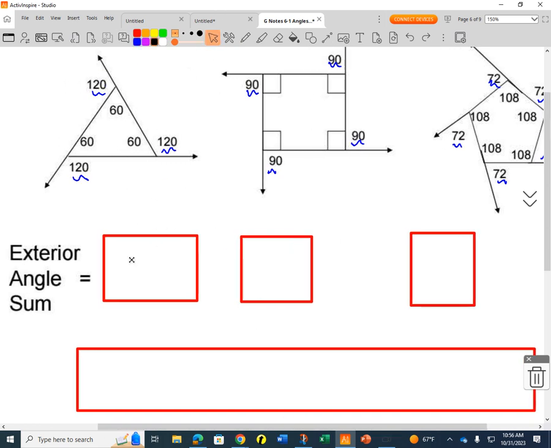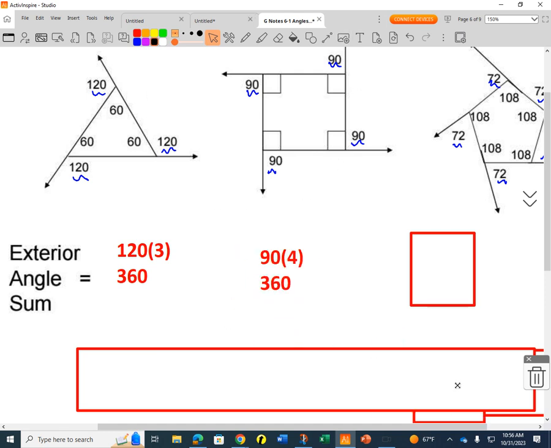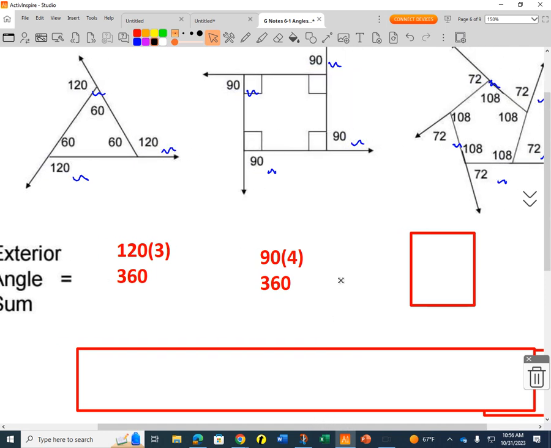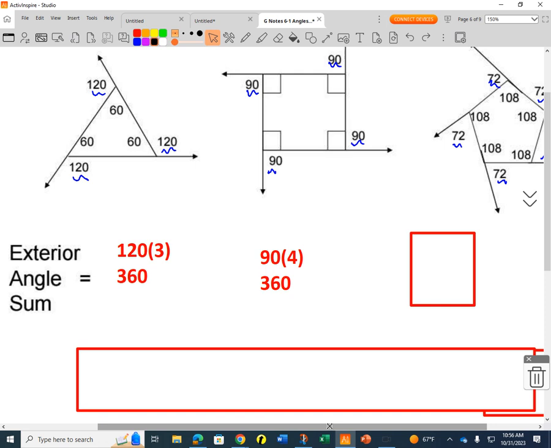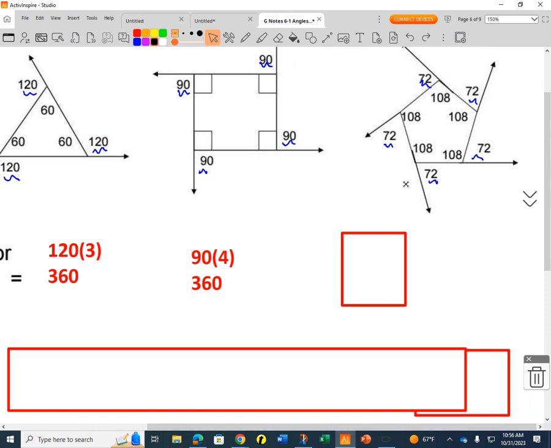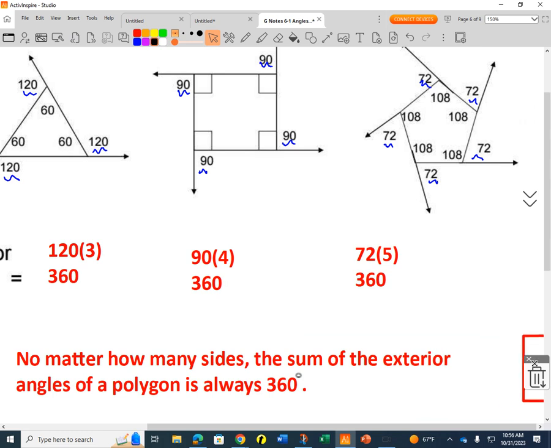Also, there's something special about exterior angles of these polygons. You'll notice in the triangle example, the exterior angles have a sum of 360. With the rectangle, the sum of the exterior angles is also 360. And the pentagon was not as easy to do in my head, but 72 times 5 is also 360. So what you need to know is no matter how many sides, the sum of the exterior angles of a polygon is always 360.